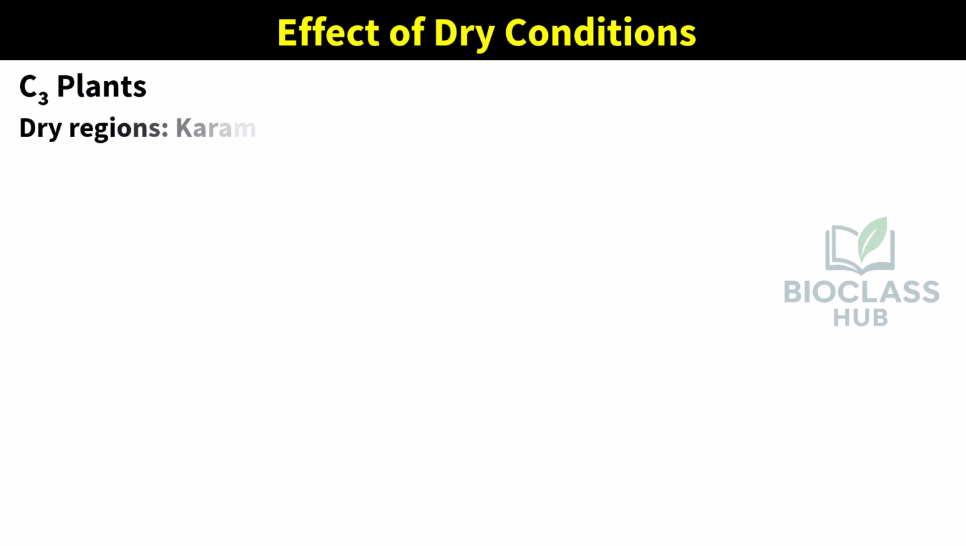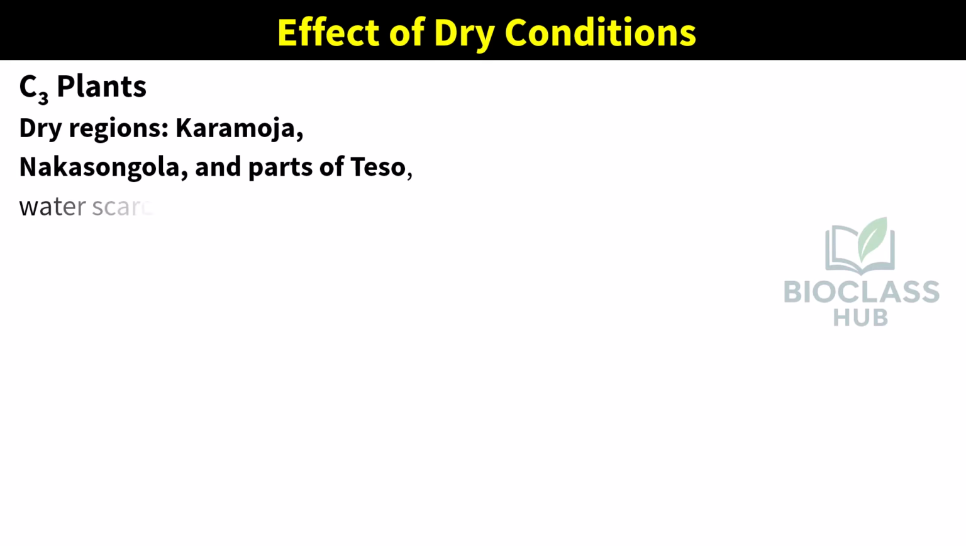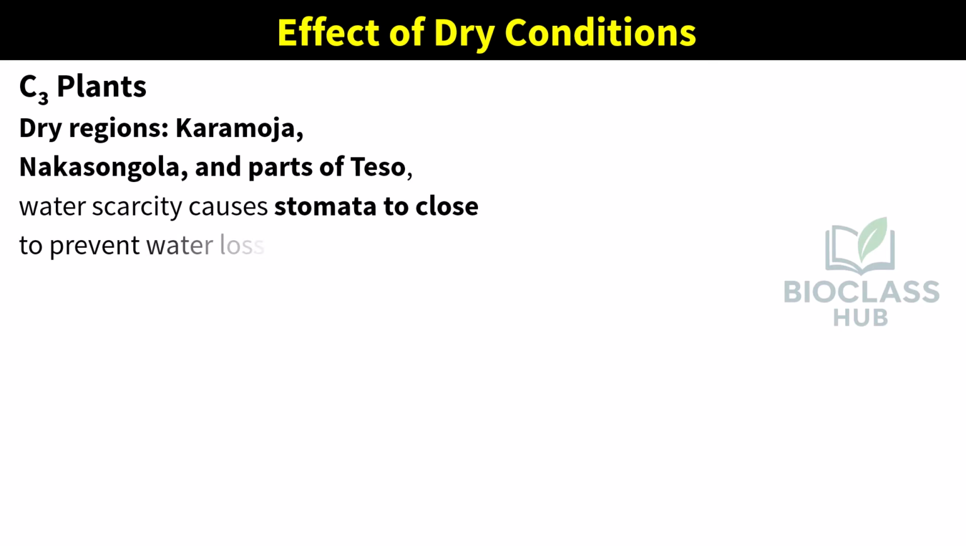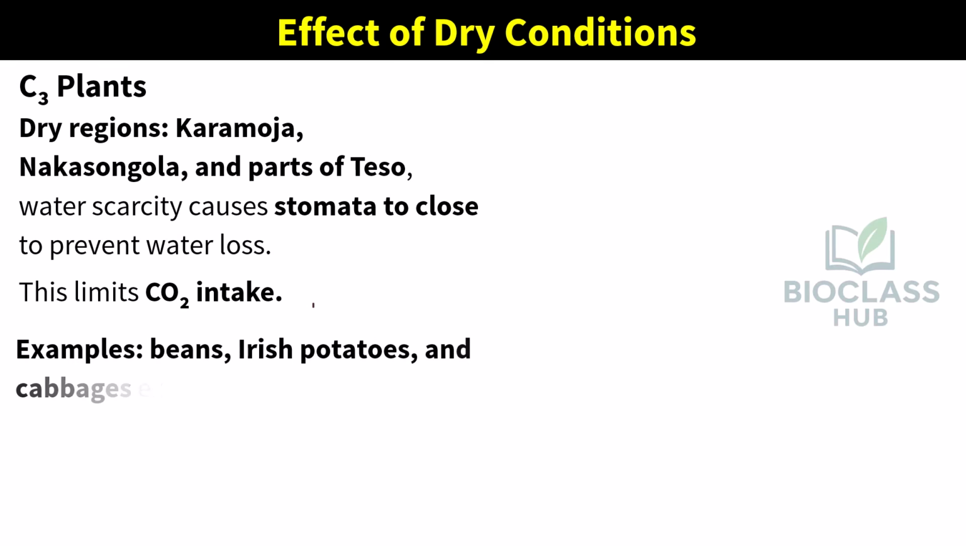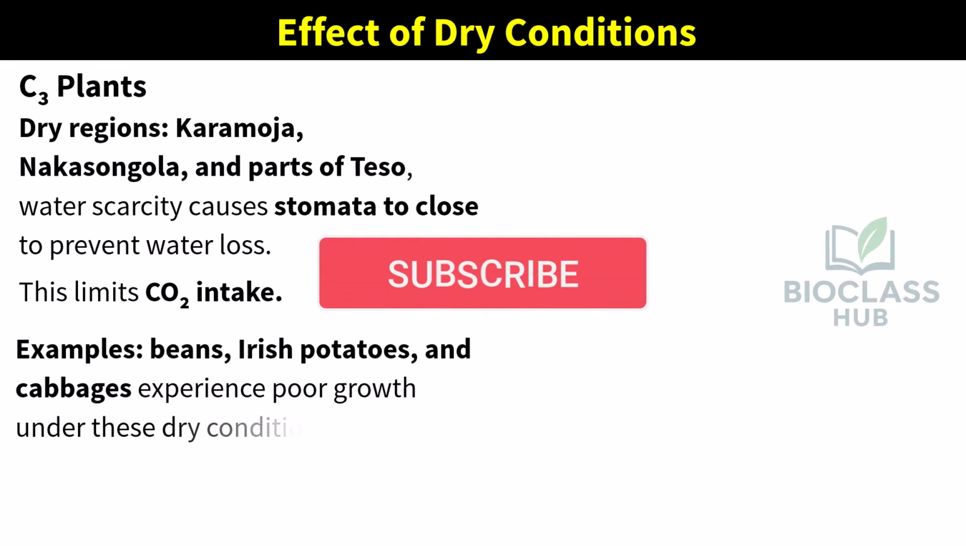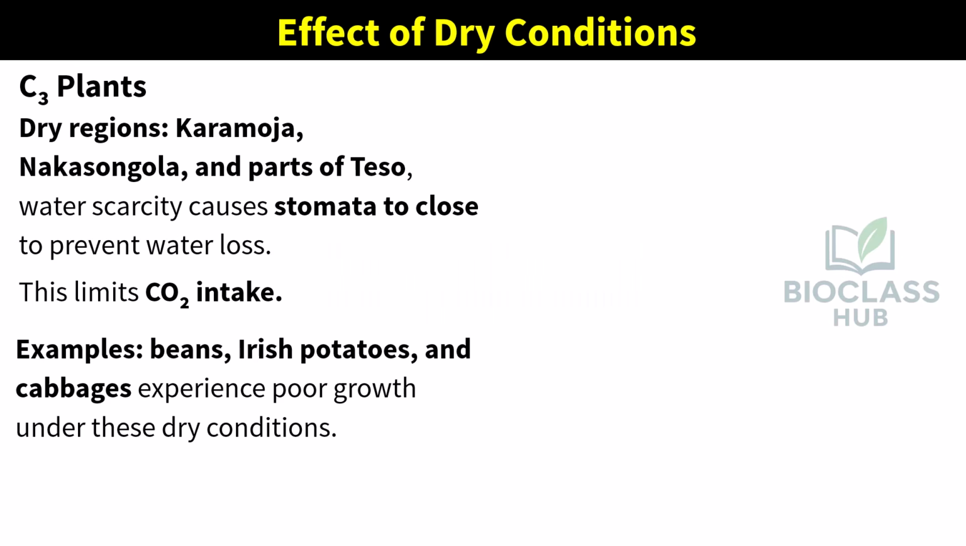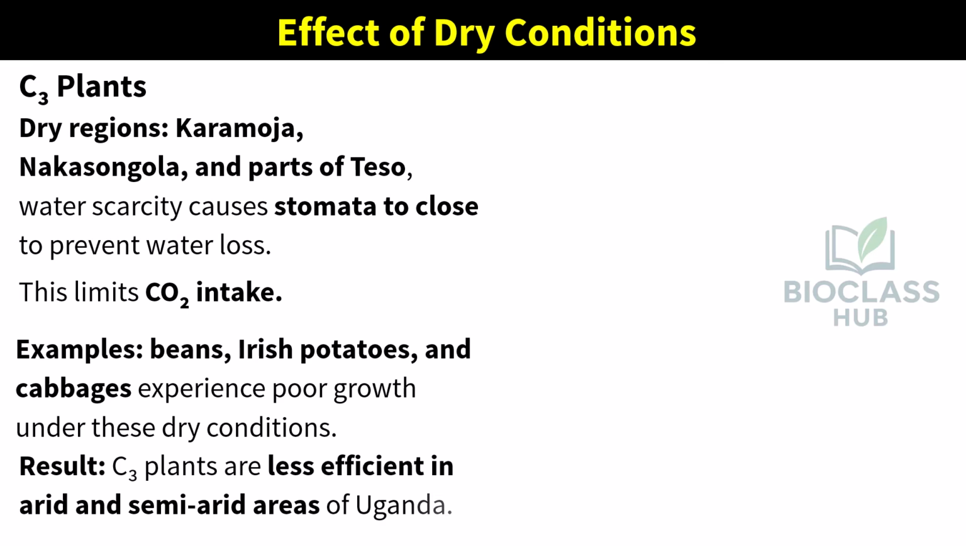C3 plants. In dry regions such as Karamoja, Nakasongola, and parts of Teso, water scarcity causes stomata to close to prevent water loss. This limits carbon dioxide intake, reducing photosynthesis and increasing photorespiration. Examples: beans, Irish potatoes, and cabbage experience poor growth under these dry conditions. Result: C3 plants are less efficient in arid and semi-arid areas of Uganda.